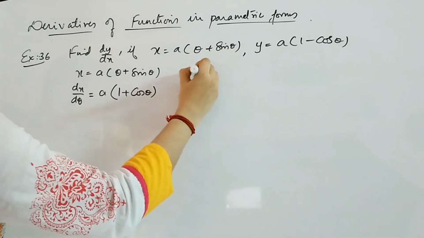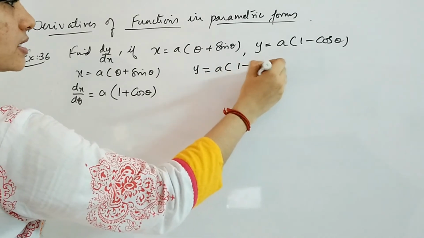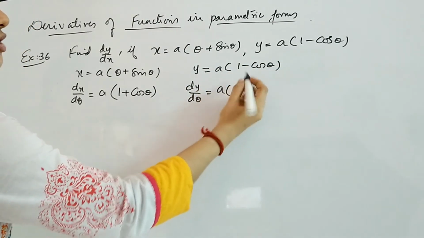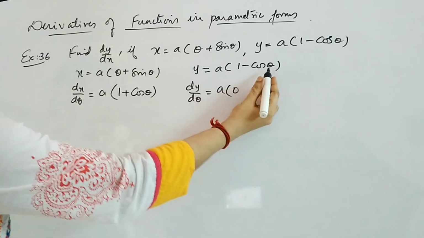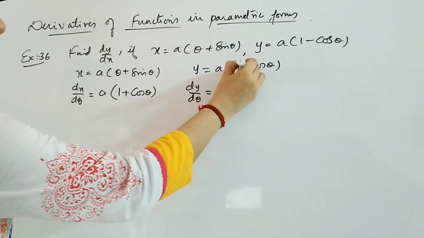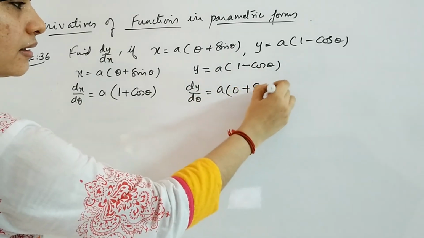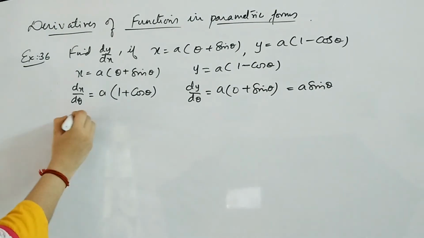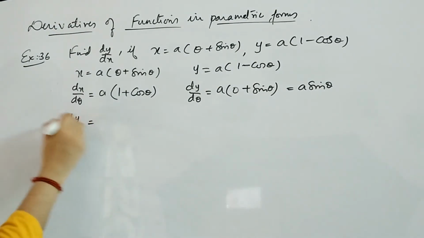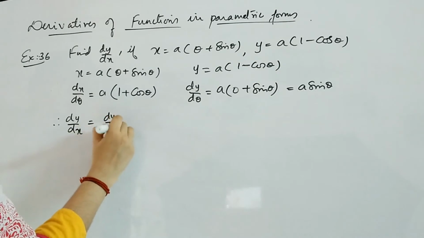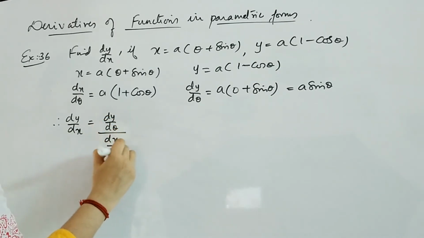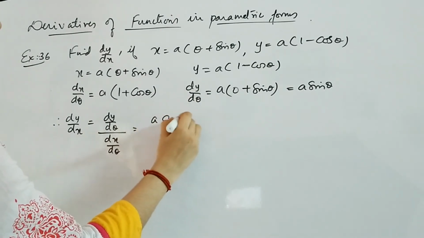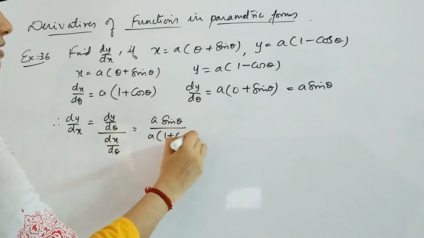Now here y is equal to a into 1 minus cos theta. So dy by d theta will be a into derivative of 1 is 0, derivative of cos theta is minus sin theta. So you have already a negative sign, so you will get plus sin theta here. That means this is your a sin theta. Okay. So what is your dy by dx? It will be dy by d theta divided by dx by d theta. Now dy by d theta is a sin theta divided by a into 1 plus cos theta.